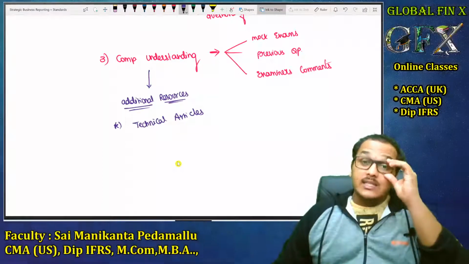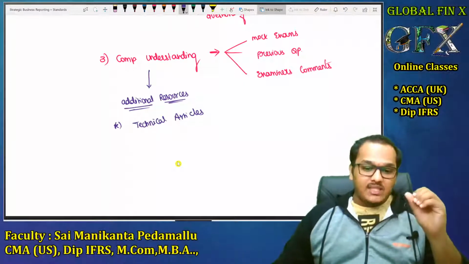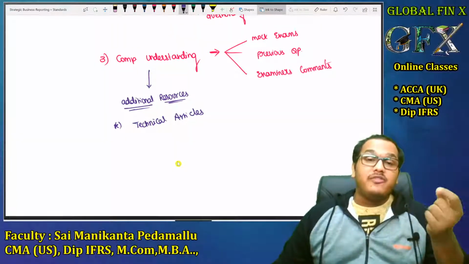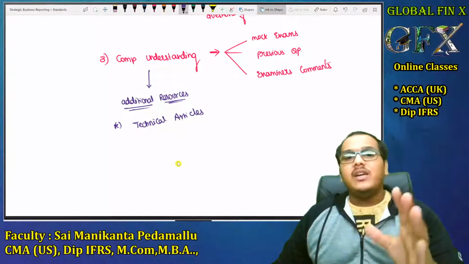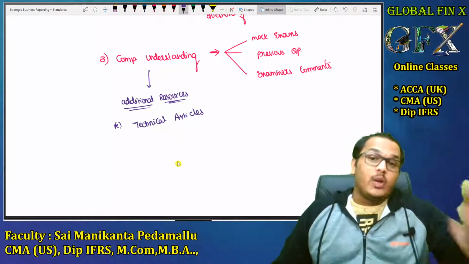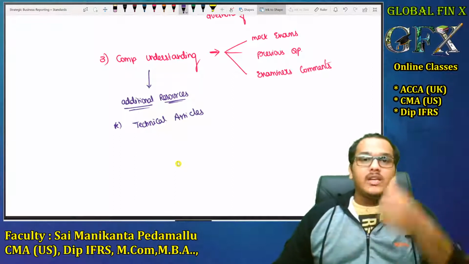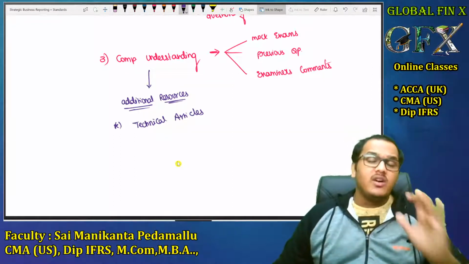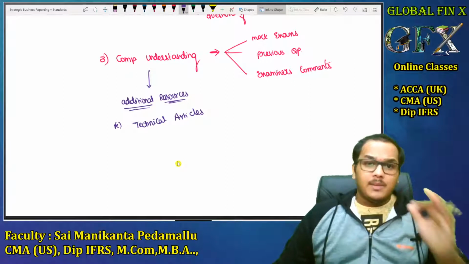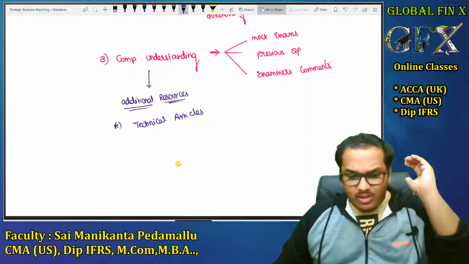So many times ACCA do this. In the AFM examination, the first question for 50 marks was taken straight from a technical article that was published very recently before that exam. Similarly, in SBR, they keep doing it. Management commentary was tested in the first SBR examination, September 2018. And they keep doing that.